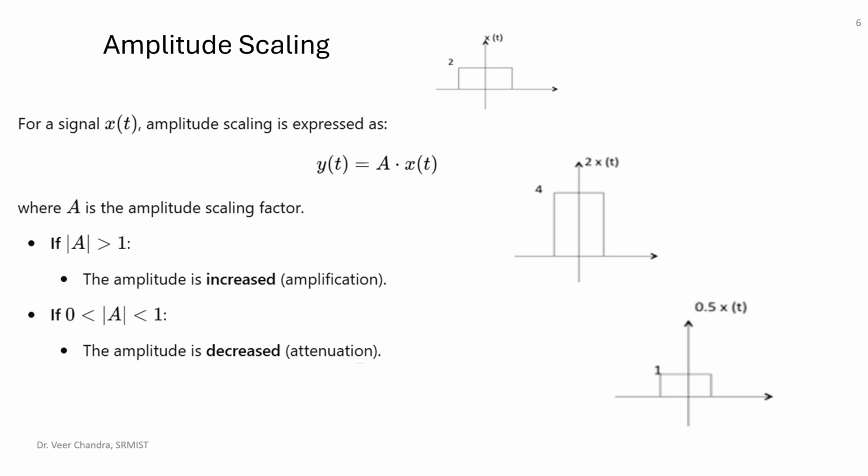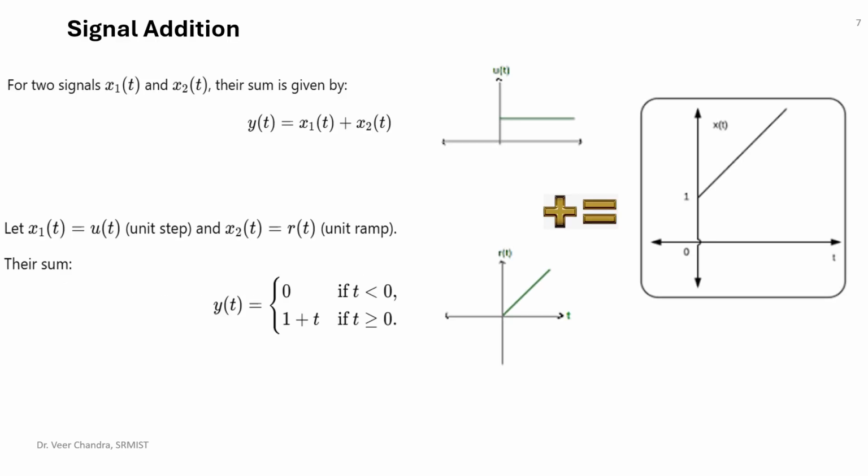Similarly, a may also have a value less than 0. In that case, again, the signal will be in the negative direction. Now, we are going to discuss some operations, that is signal addition. So, suppose we have two different signals, x1(t) and x2(t), then if we are adding them, simply we can do it in an arithmetic manner.